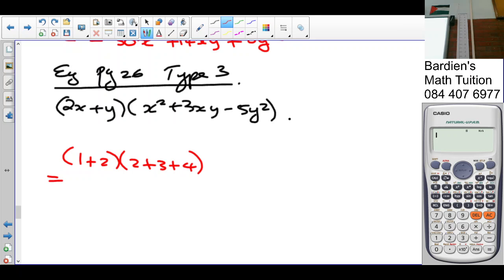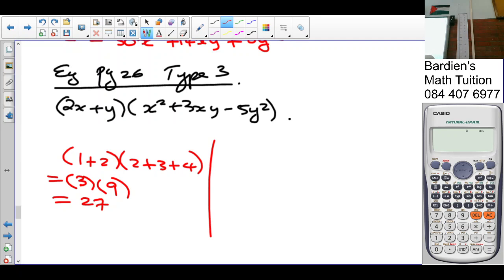How would we have done this normally? We add 2 and 3. 2 and 1 is going to give you 3 times 9. 3 and 4 is 7 plus 2 is 9. Or 2 plus 3 is 5 plus 4 is 9. 3 times 9? 27.